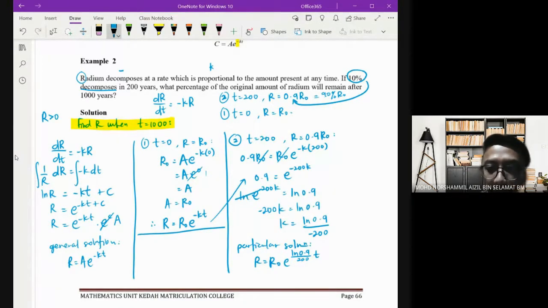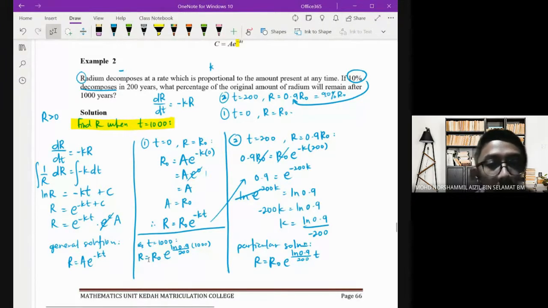I go back to here. So when t equals 1000. Okay. When t equals 1000. So what happens? Simply substitute. Exponential ln 0.9 over 200 times 1000. So calculate this one. You will get your R. R0, keep it as R0. Okay, try to calculate that one first.